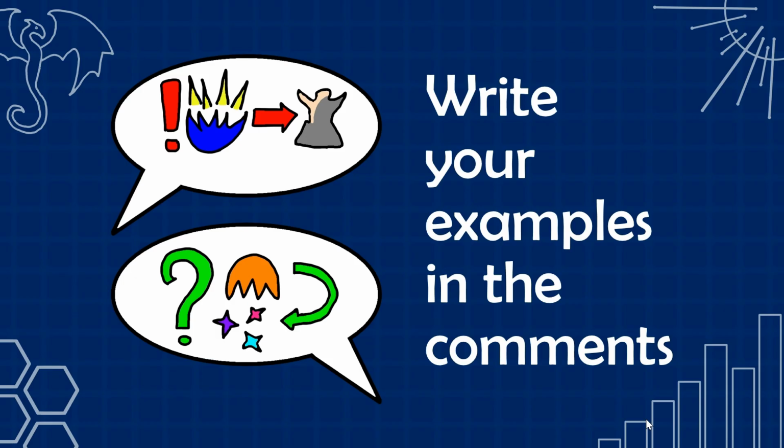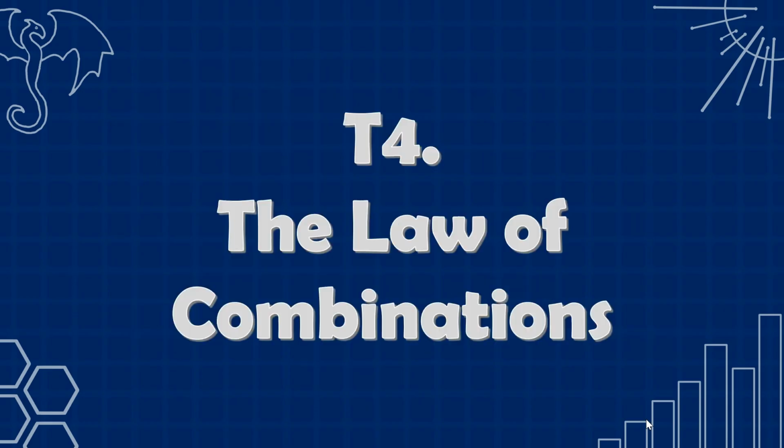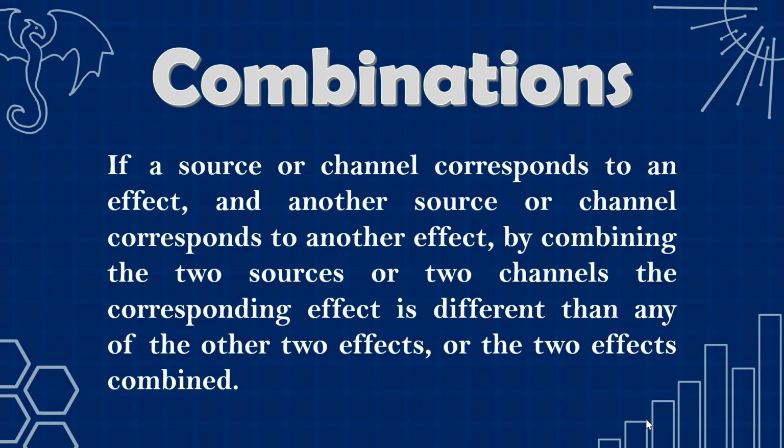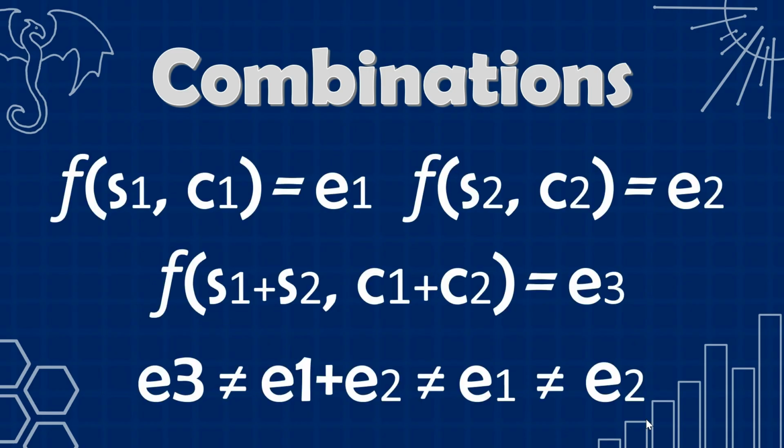The fourth law is the law of combinations and is the following. If a source or channel corresponds to an effect and another source or channel corresponds to another effect, by combining the two sources or two channels, the corresponding effect is different than either of the other two effects or the two effects combined. As an equation, this is a really long rule, but in practice it's easy to use.